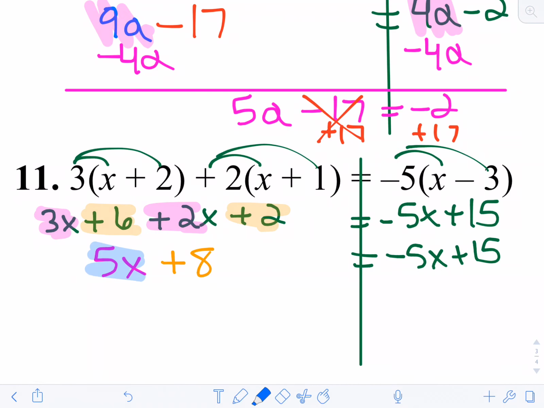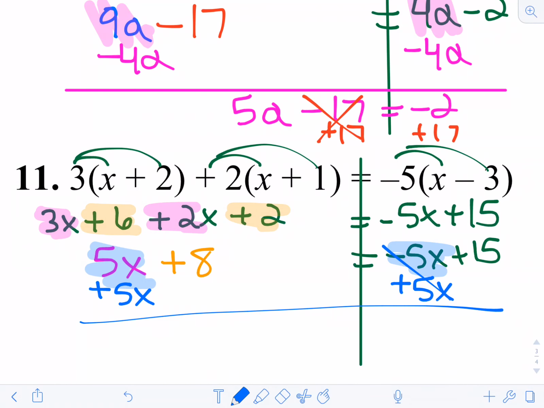Okay, so I have 5x here and a negative 5x here. So I want to move the smaller one, which is the negative. So I'm going to add 5x to both sides. Okay, so those cross out. 5 and 5, that gives me 10x plus 8 is equal to 15.